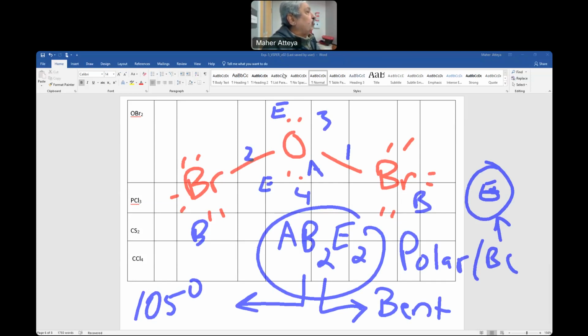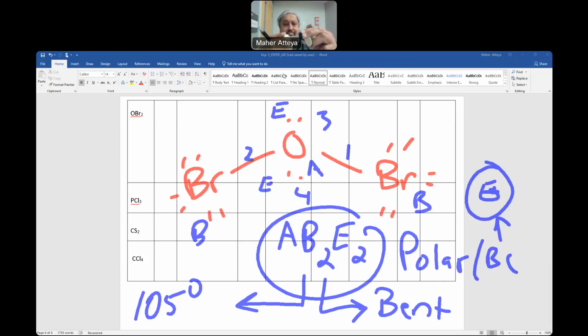Now, can you imagine what will happen if we have three lone pairs? It will be less than 105, maybe 104, 103, 102, something like that, correct? And by the way, those angles are determined by experiment, X-ray crystallography. You determine those angles by experiment, not by theoretical calculation.